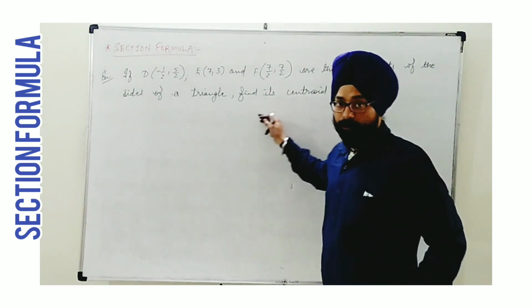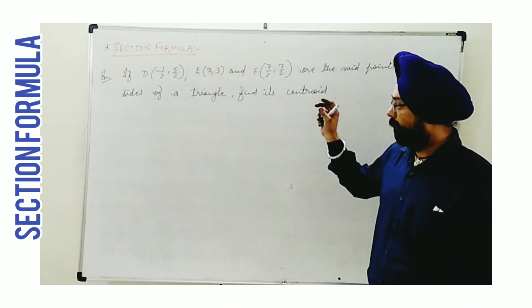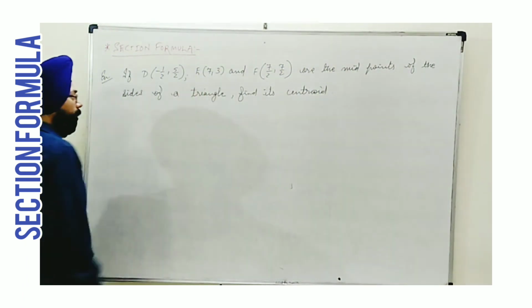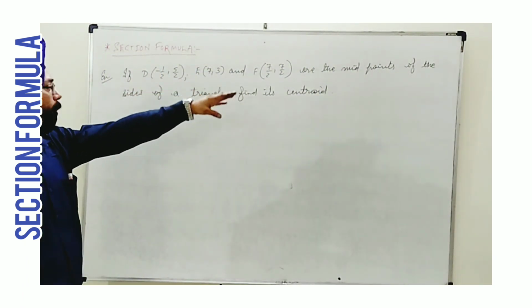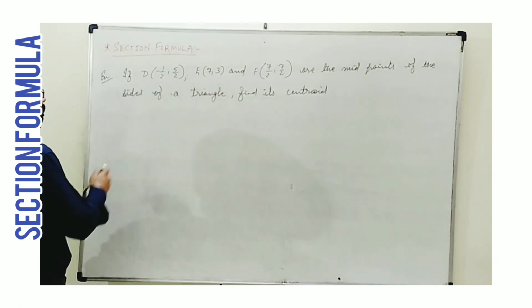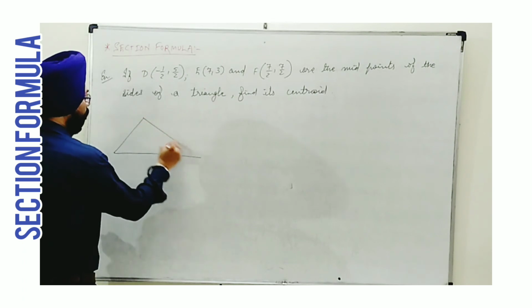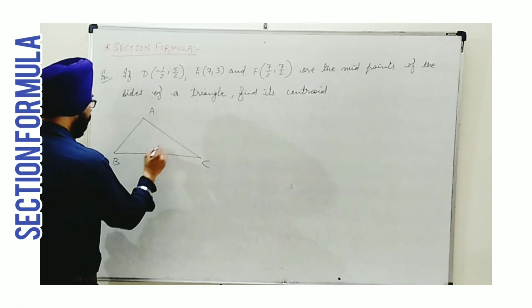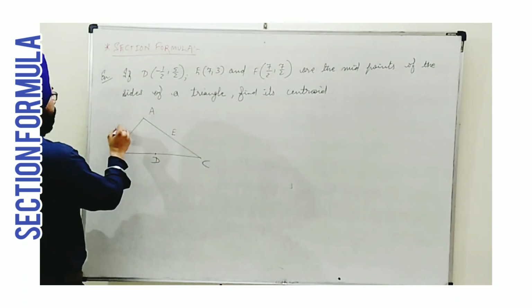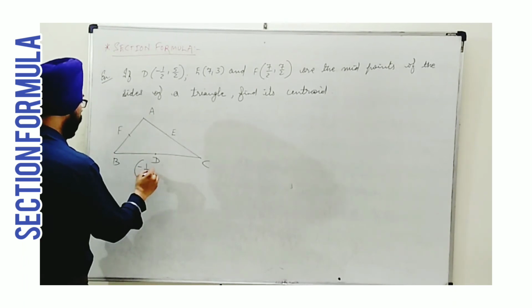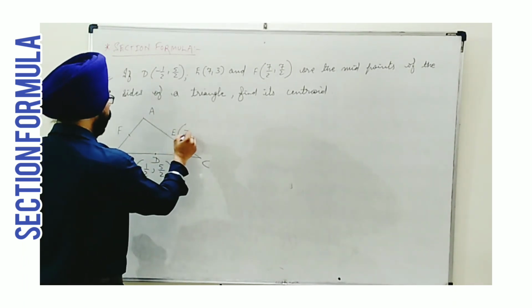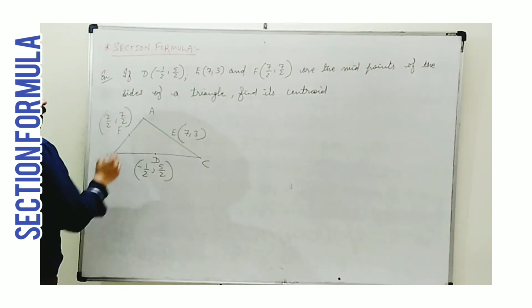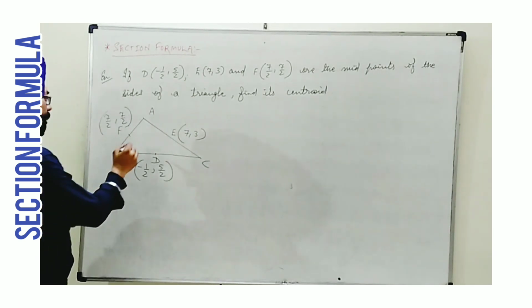I have taken this question to explain one concept. Actually, it's an application of the centroid formula, but one additional thing you will come to know. Here we are given D, E, F with the coordinates to be the midpoints of the sides of a triangle. Consider ABC is the triangle and DEF, as we are given, are the midpoints of the sides. Then we need to find the centroid of this triangle, G.